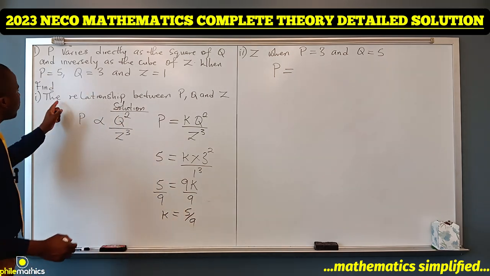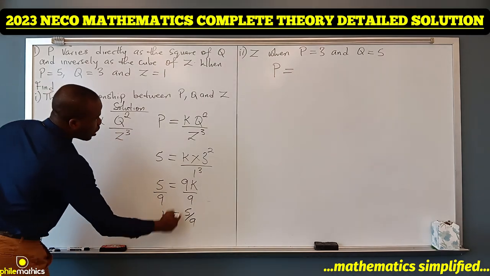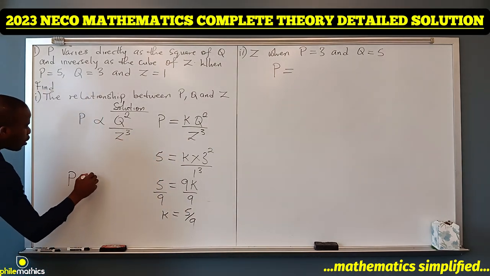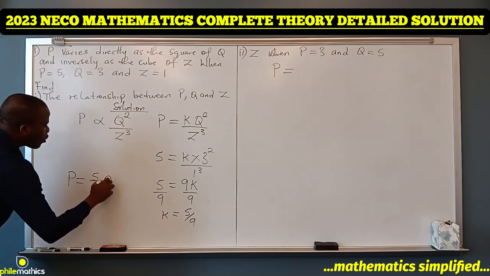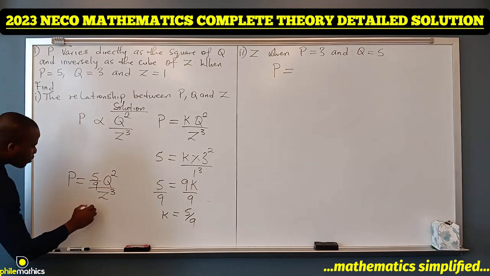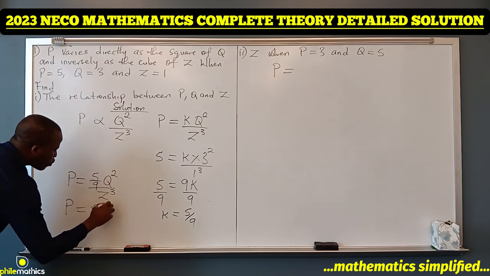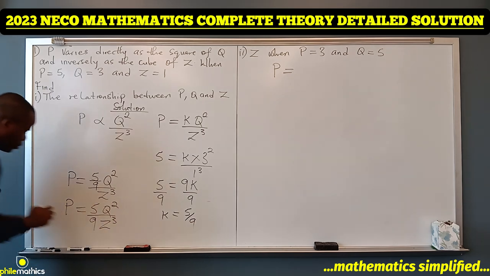And so to get the relationship between P, Q, Z, we have to substitute what our K is here. So we have P is 5 over 9 Q square over Z cube. Or we can write it as P is 5 Q square over 9 Z cube.